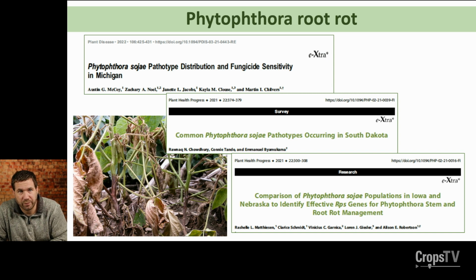One that was out of Michigan State and Marty Chilver's lab, one of them out of South Dakota in Emmanuel's lab, and then actually one here at Iowa State in Allison Robertson's lab, and she's working with colleagues in Nebraska. And so what they're all looking at is a very similar thing. It's like, well, what's the makeup of the pathotypes of Phytophthora sojae in the fields within Michigan, South Dakota, Iowa, and Nebraska.